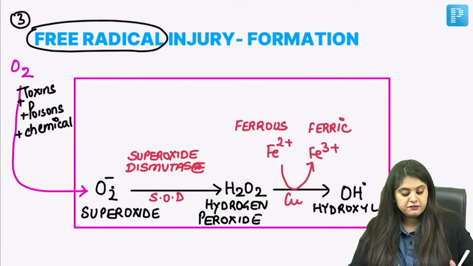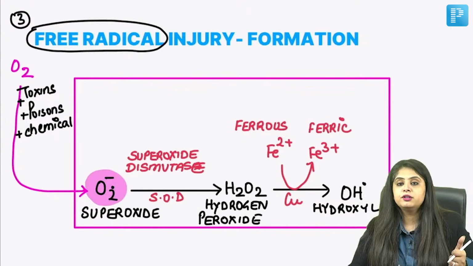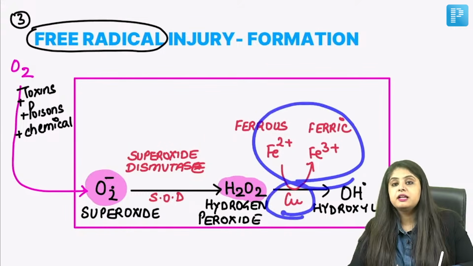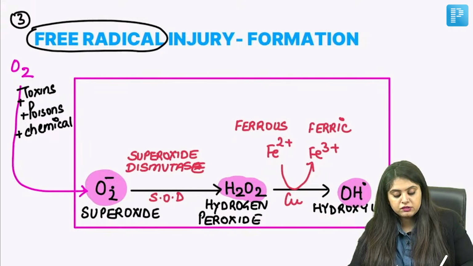Tell me the order. The first free radical formed in your body is superoxide. Superoxide is acted upon by superoxide dismutase. The second free radical is formed, that is hydrogen peroxide. That is acted upon by metals like iron and copper, and the third free radical, hydroxyl, is ready.